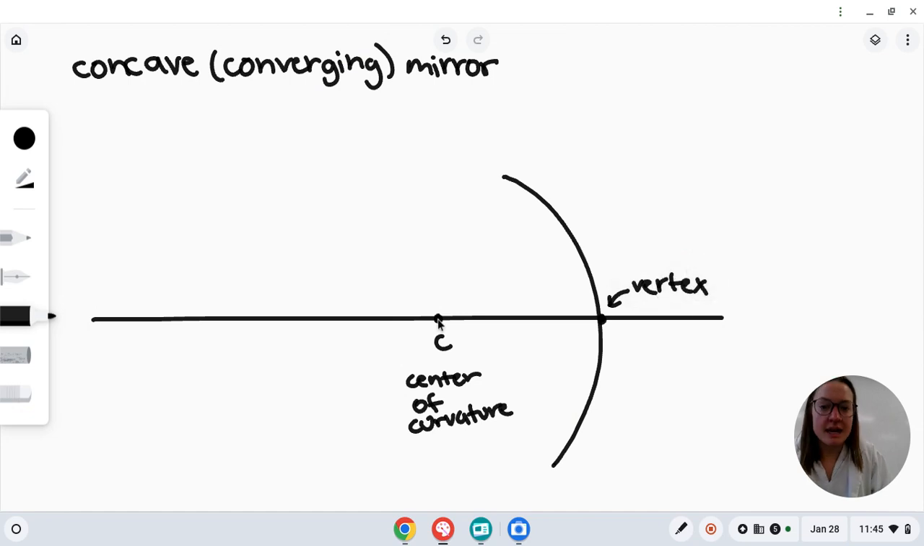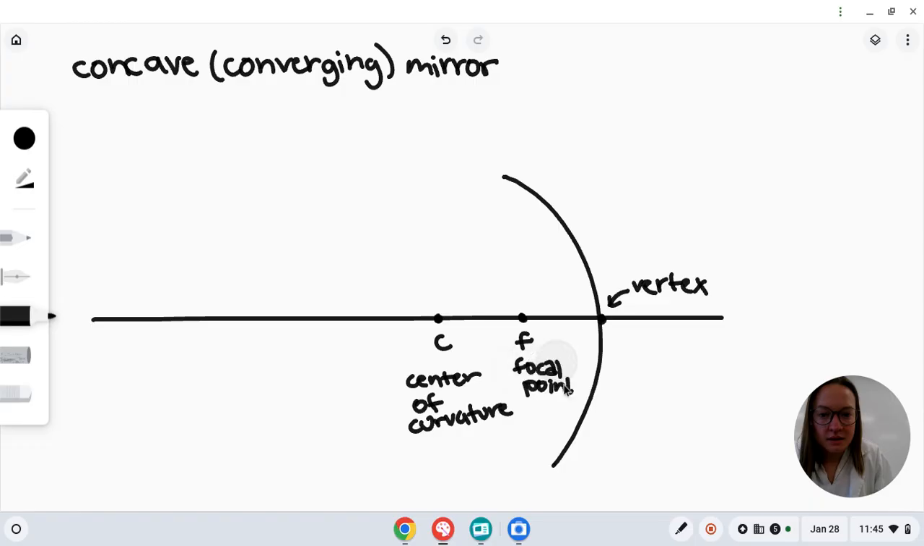Now take your ruler, hold it up to your piece of paper, and measure from C, the center of curvature, to the vertex. When you measure that, you should get whatever you set your radius to be. So if you set your radius to be 4 centimeters, you should get 4 centimeters there. Then measure the middle, at 2 centimeters or whatever your middle point is, and label that dot in the middle between the center of curvature and the vertex. Please label that dot F. F stands for the focal point of the mirror.